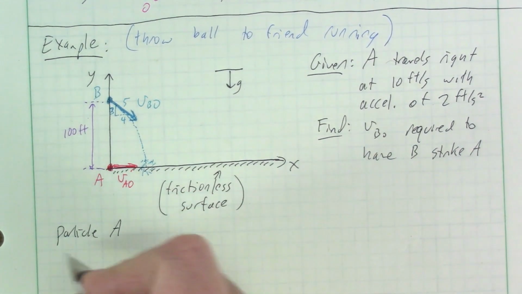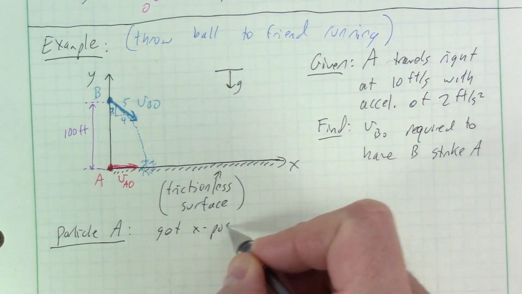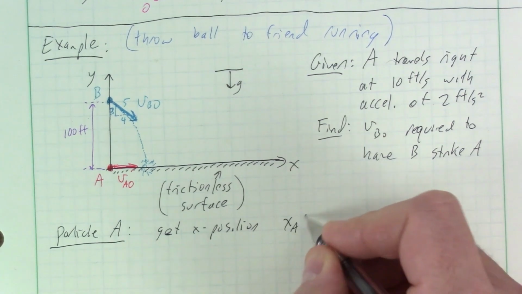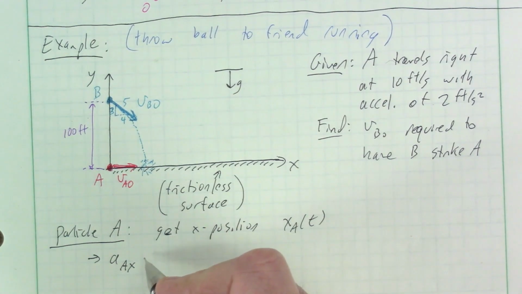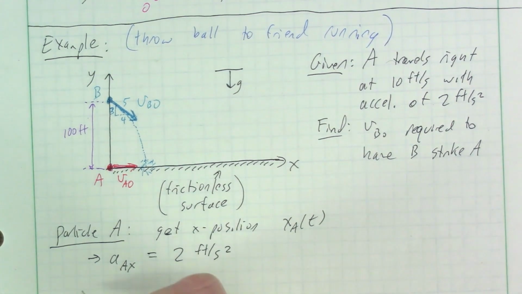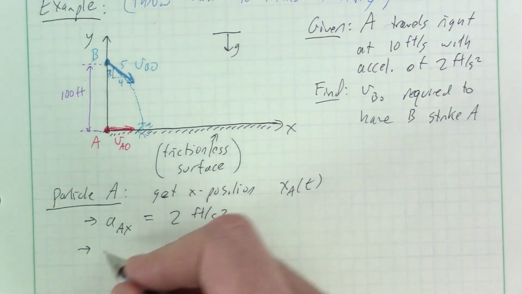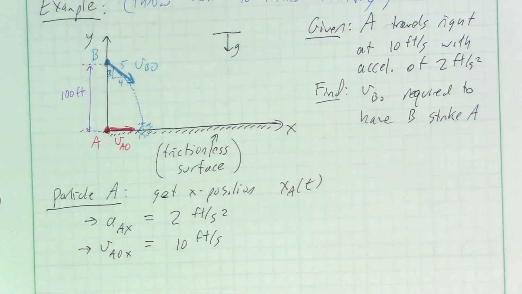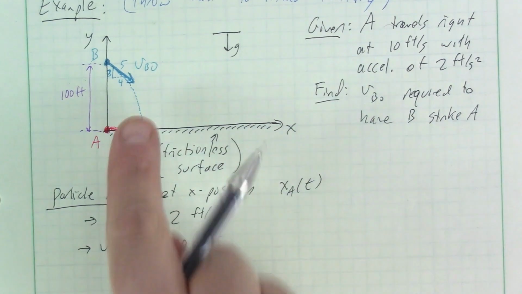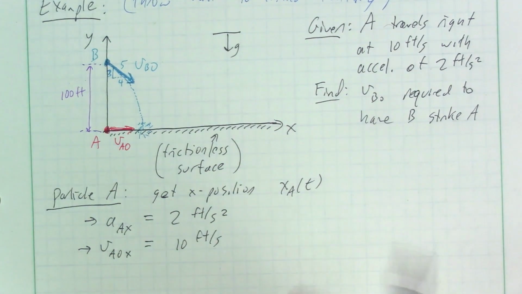So start with particle A. We need to get the x position, which is x_A of t. Let's make some comments about what we know. We know the acceleration of A in the x direction is always 2 feet per second squared. That's specified in the problem statement. We know that the initial velocity of A in the x direction is 10 feet per second, only at time 0 and only in the x direction. And its initial x position is at the origin, so 0 feet. Okay.